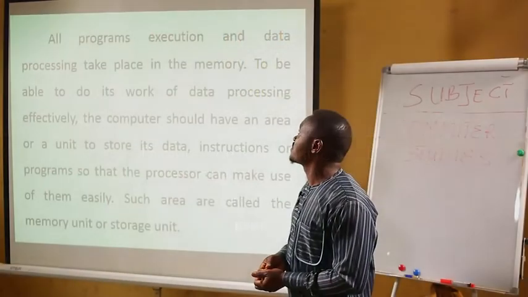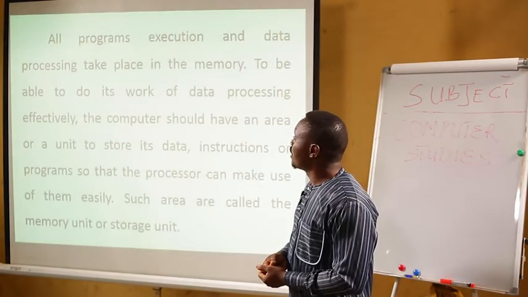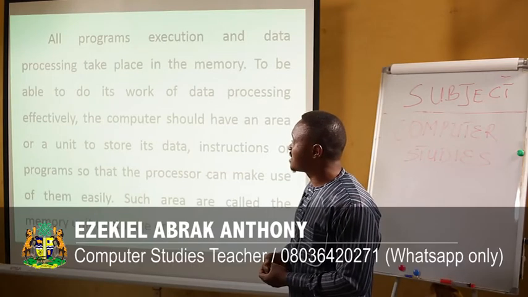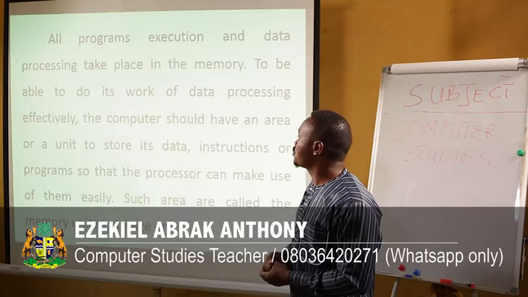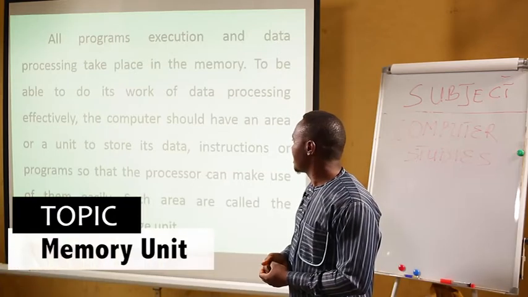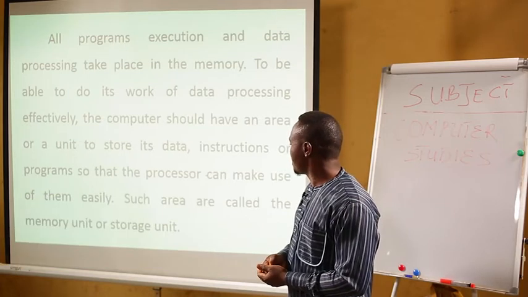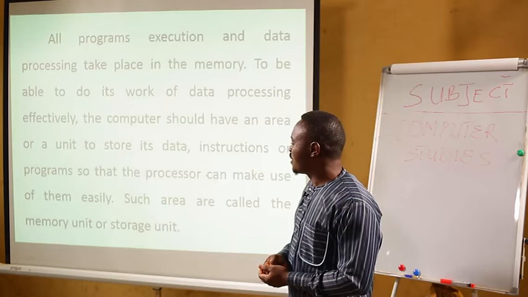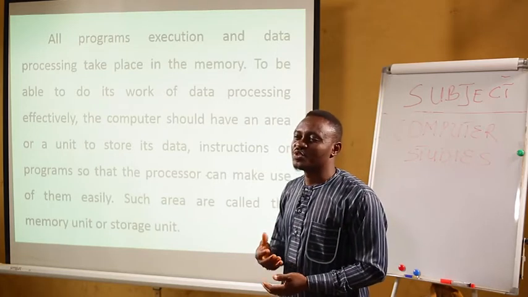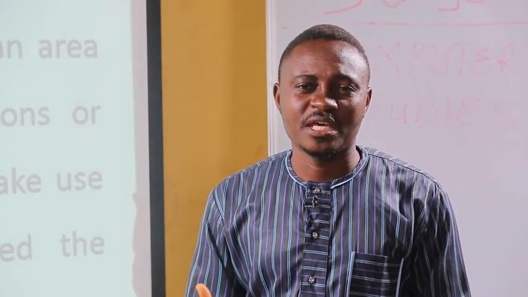All programs, execution, and data processing takes place in the memory. To be able to do its work of data processing effectively, the computer should have an area or a unit to store its data, instructions, or programs so that the processor can make use of them easily. Such areas are called the memory unit or the storage unit. Your computer system works in this way.